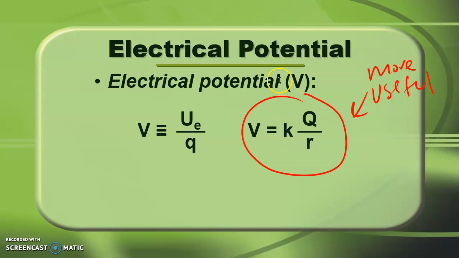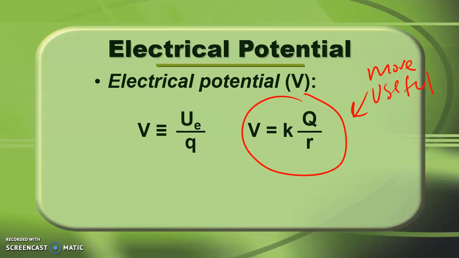Well, electrical potential, or capital V, is equal to the electrical potential energy divided by the charge. But a more useful formula is probably going to be this one. When I say more useful, it means the one that you are more likely to use on a test if there is a math question.